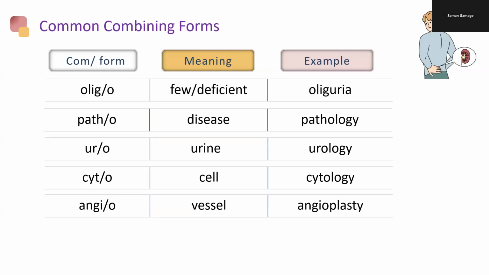All right, now we have discussed common prefixes and common combining forms. And we have one last combining form, erythro. Erythro means red. Erythro is referring to a color, red. Erythrocyte is red cell.